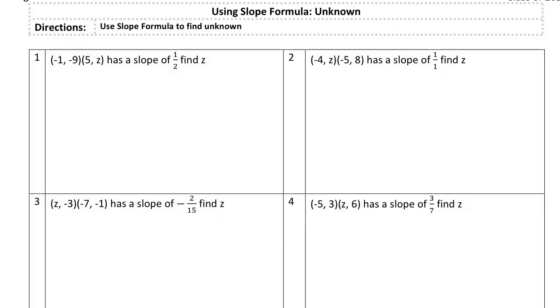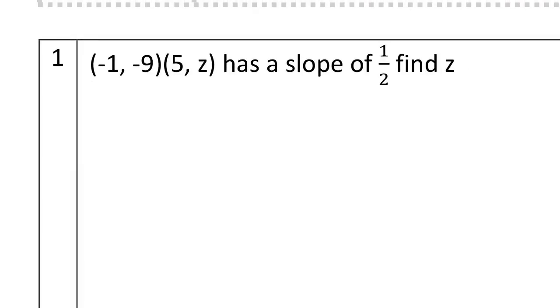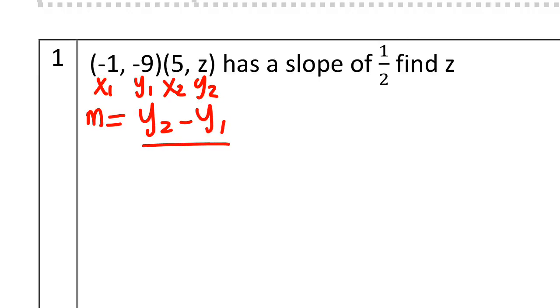So, in this first problem, the first thing I want to do is, of course, label these: x1, y1, x2, y2. And then I'm going to write my formula. M equals y2 minus y1 over x2 minus x1. And then I'm going to fill this in because I know what those are. Well, at least I know what most of them are.